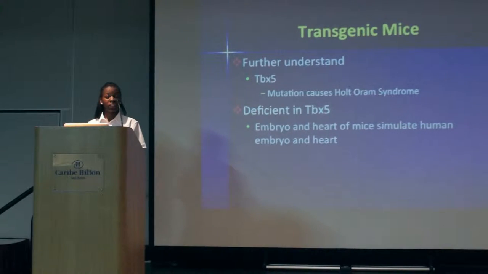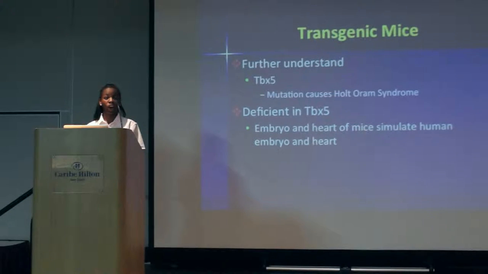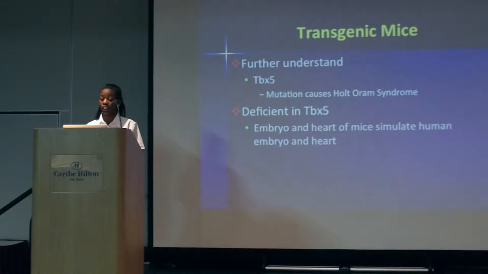Now, in order to further understand how TBX5 works in the human heart and how the mutation of that gene causes Holt-Oram syndrome, scientists have developed transgenic mice that do not possess high quantities of TBX5. These transgenic mice are used to evaluate the expression and function of many types of genes as their embryos and heart model the human embryo and heart.